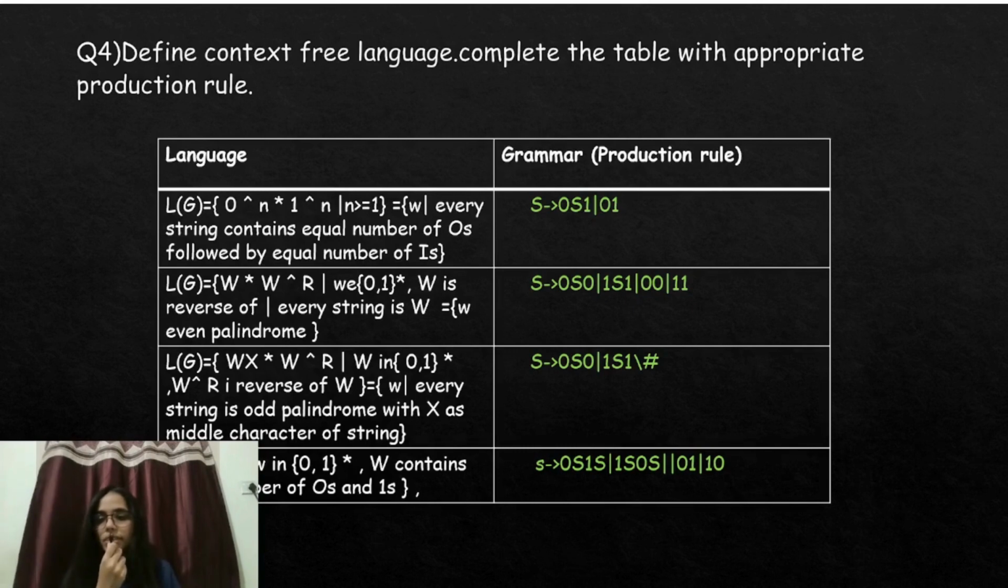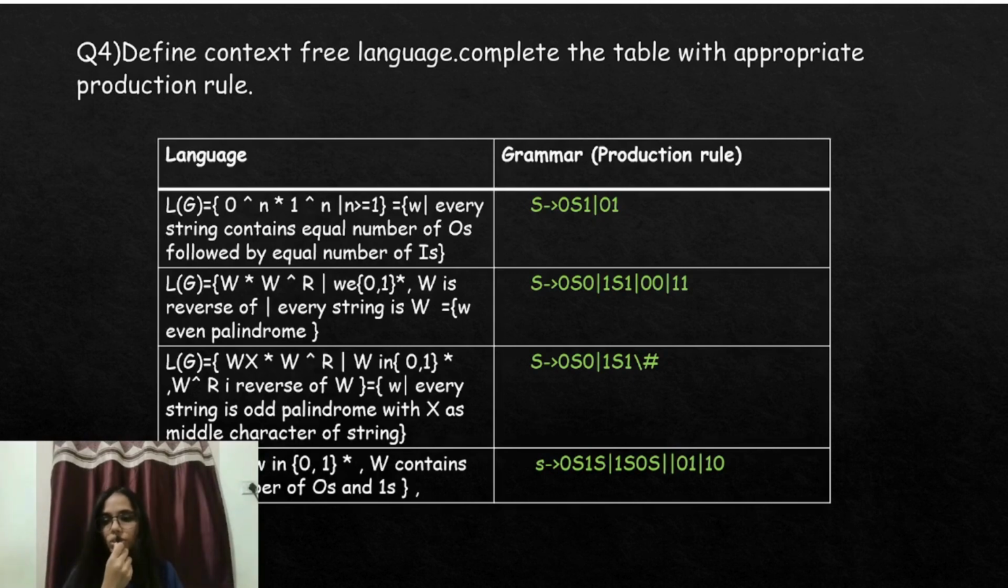The next language is W W to the power R, where W belongs to 0, 1 star. W to the power R is the reverse of every string in W. W is an even palindrome. We can see that W is an even palindrome. So the grammar corresponding to it is 0 S 0, 1 S 1, and the terminals are 0 0 and 1 1, as it requires an even palindrome.